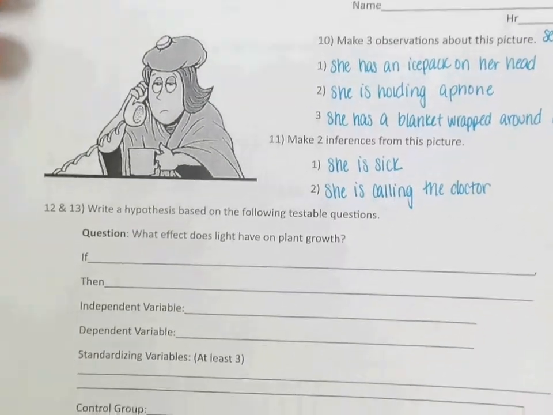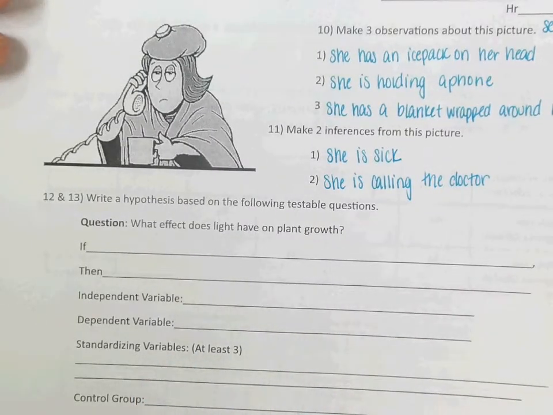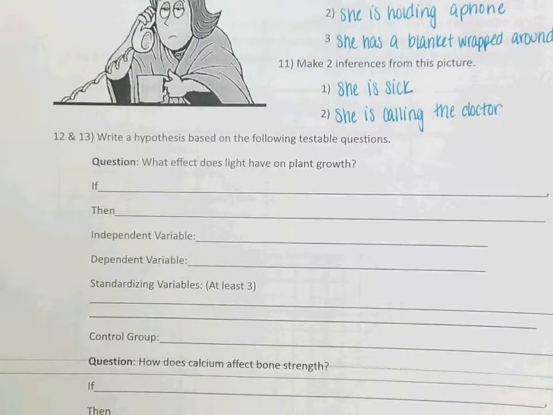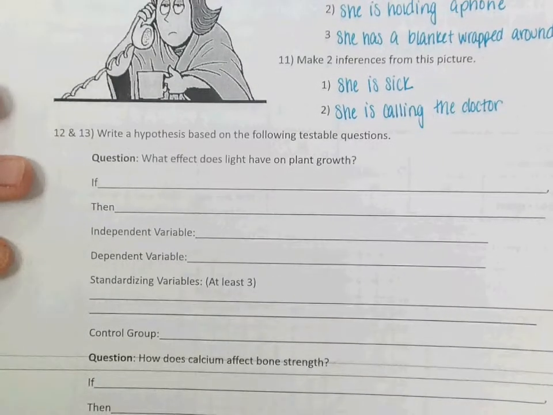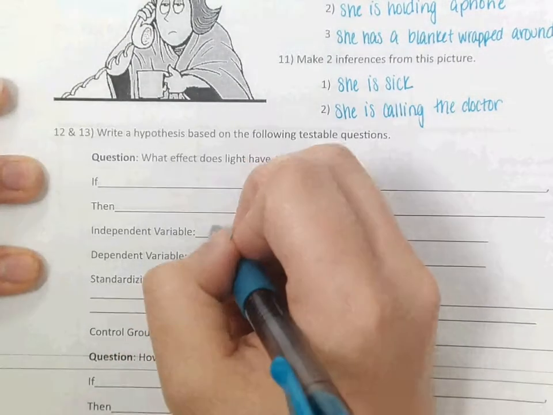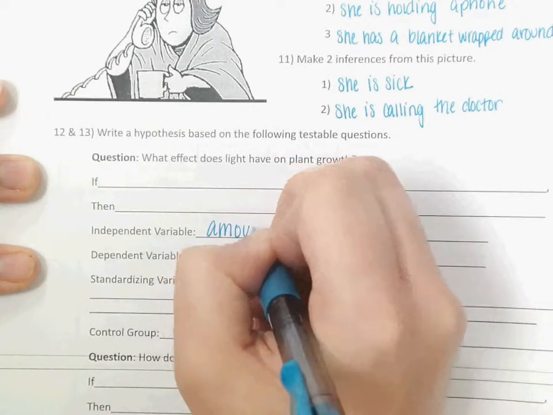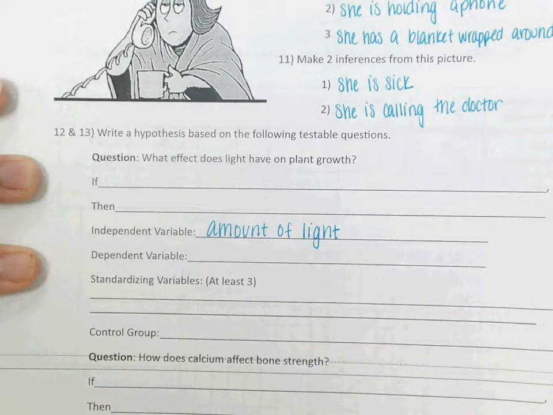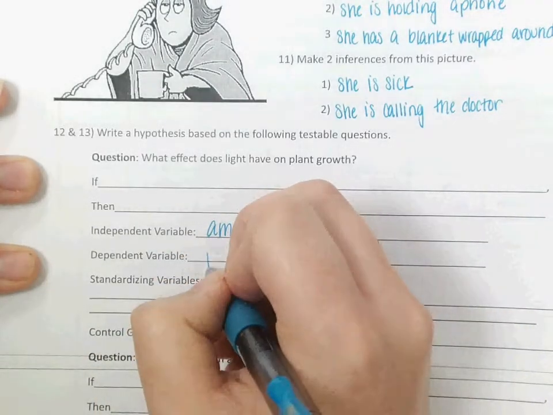Okay, now on to the next one. So it says, write a hypothesis based on the following testable questions. So our question is, what effect does light have on plant growth? So we know with a hypothesis, we have to know what our independent and dependent variables are. So let's start first of all by identifying those. Our independent variable would be our amount of light that the plant receives. And our dependent variable would be the plant growth.